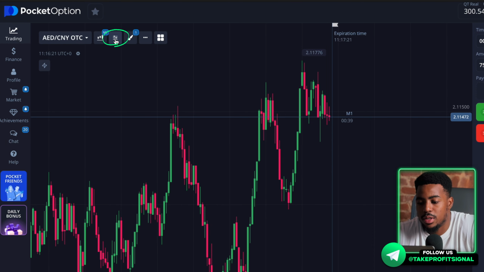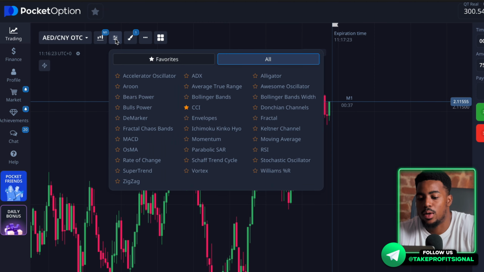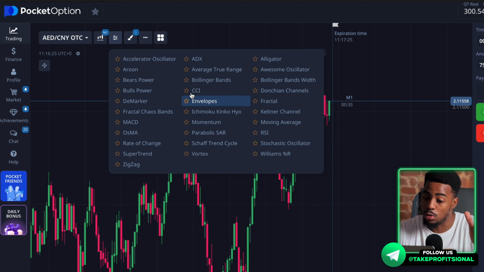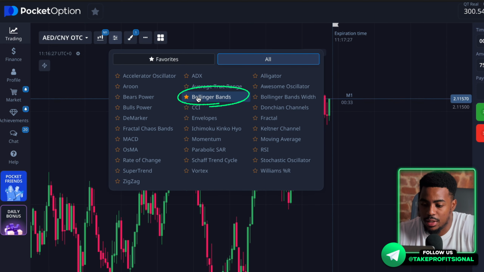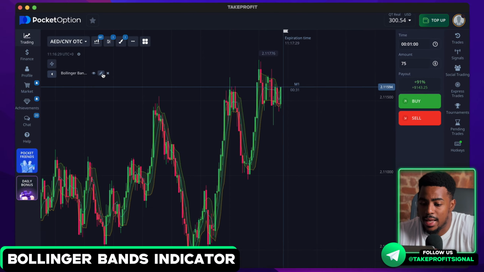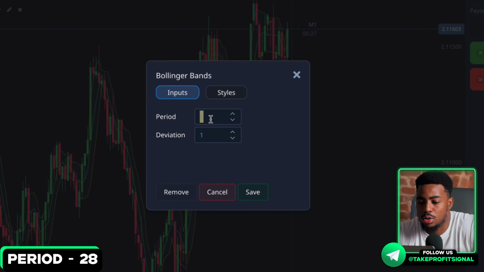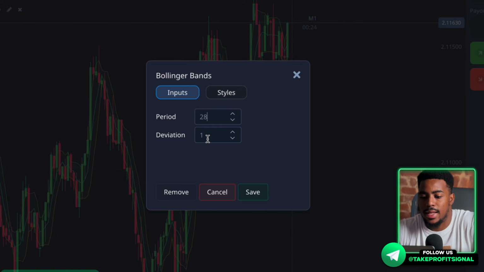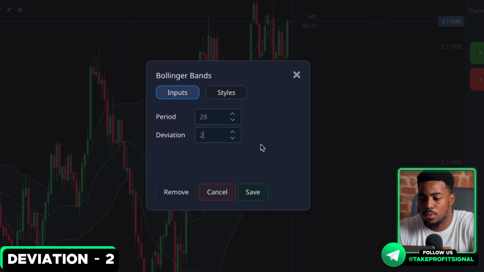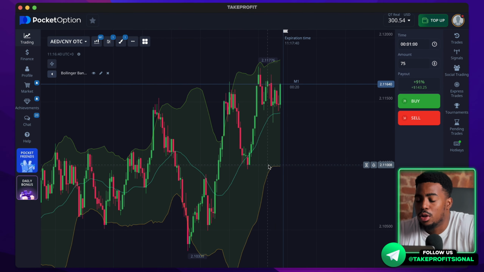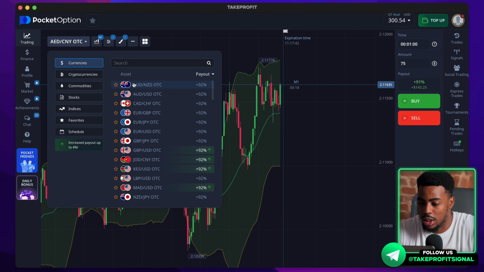First of all, to increase our deposit today, we need to add one indicator. Of course, you all know it. It's the Bollinger Bands indicator, and it has specific settings that work best. First, we change the period to 28 and set the deviation to 2. Then click save. Usually I don't make any other changes.